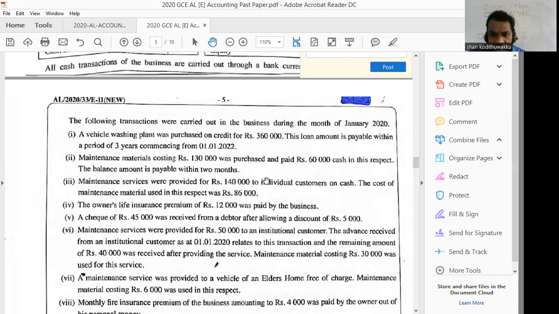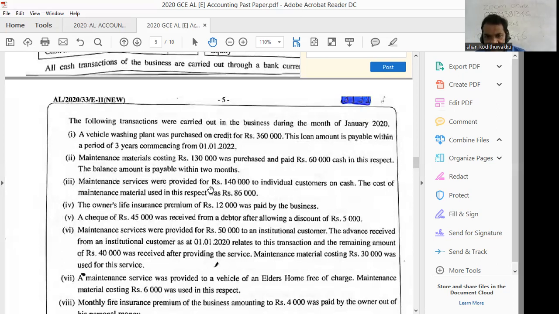When you provide this service, you have to use your business maintenance materials worth 86,000. Therefore, your existing stocks will come down by 86,000. Then you put minus 86,000 under stocks or inventory. Then service value is 140,000 on cash, so your cash balance will increase by another 140,000.